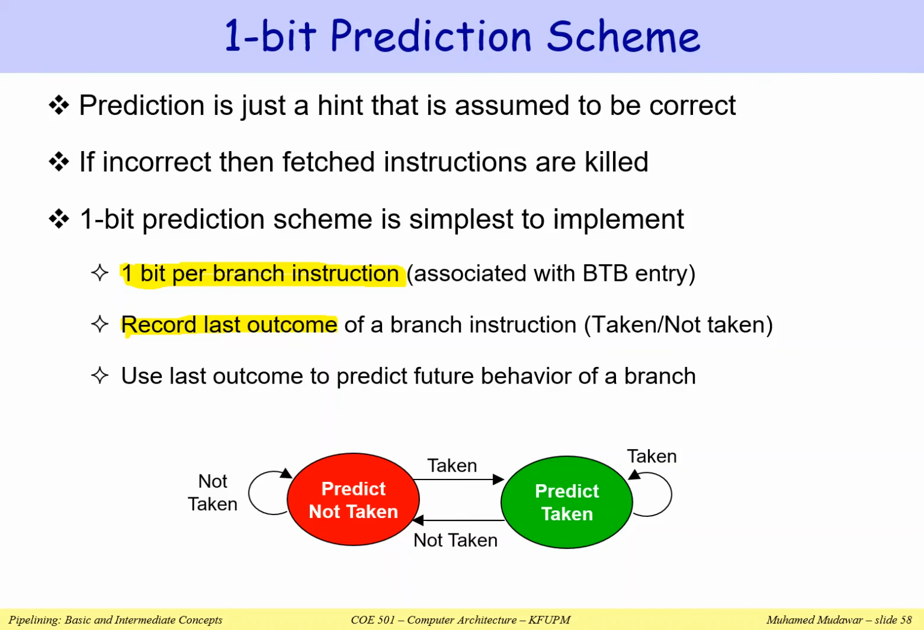So we are using the last outcome of the branch to predict the future behavior of the branch instruction. Because we have a single bit, we have two states. And if we are in predict taken and the true outcome is taken, we remain in the same state. The same thing if we are predicting the branch to be not taken and the true outcome is not taken, then also we remain in the same state. If we are in predict taken and the true outcome is not taken, we change the state. Similarly, if we are predicting the branch to be not taken and the true outcome is taken, we also switch states.